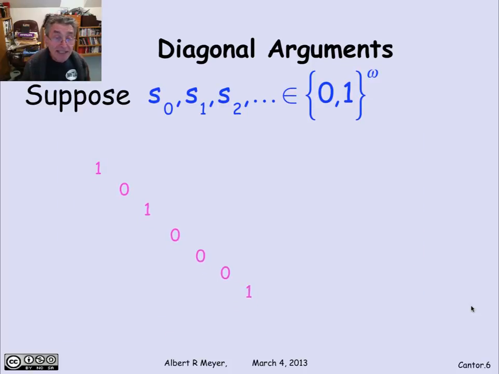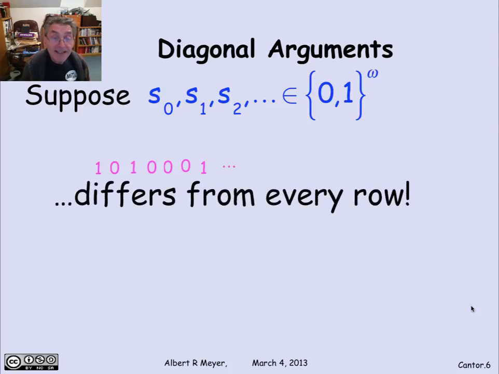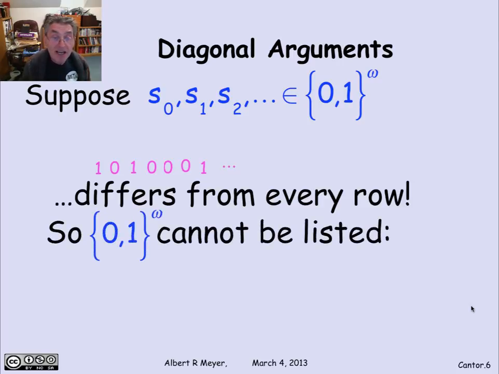Well, let's think about this diagonal sequence. It just goes on right down the diagonal of this two-dimensional infinite matrix. What we can say about it is that it differs from every row. Why is that? Well, it differs from the 15th row at the 15th position, or coordinate 15. It differs from the 99th row at coordinate 99. It's not in the matrix. It's not a row of any matrix. And that immediately tells you it's over.